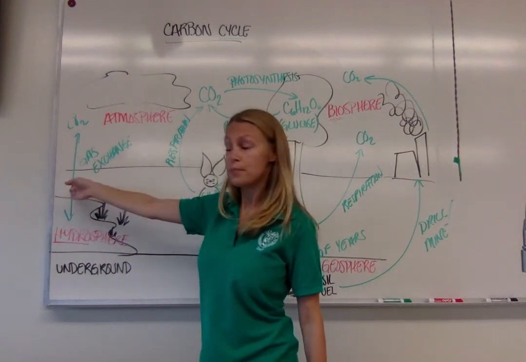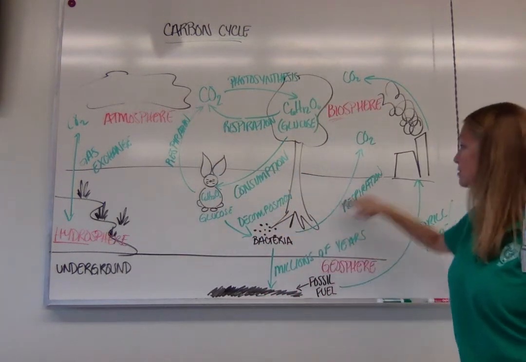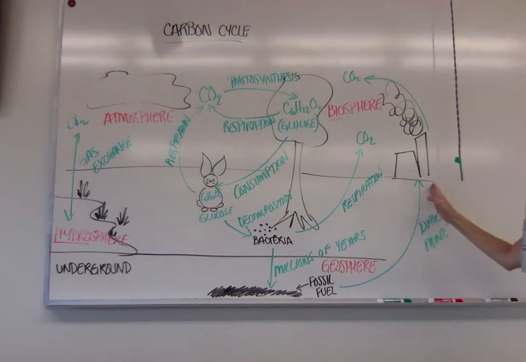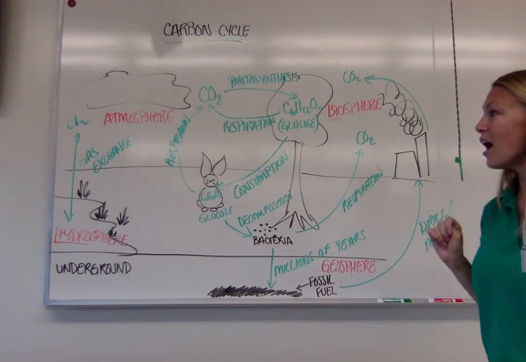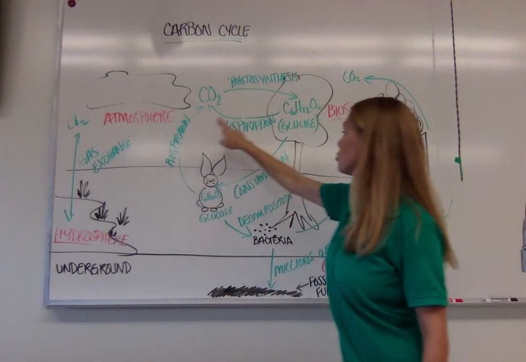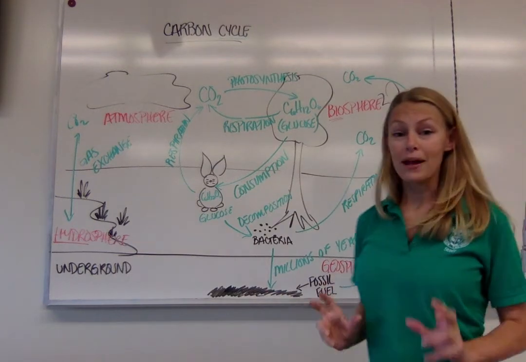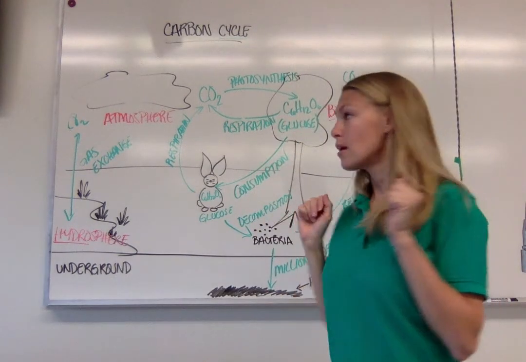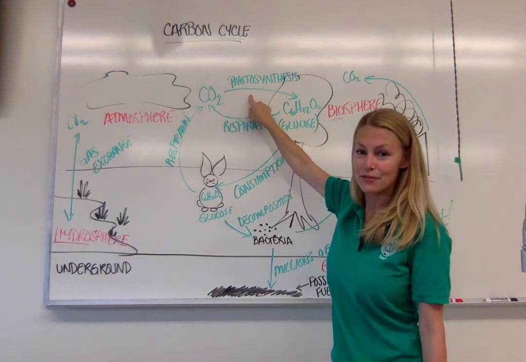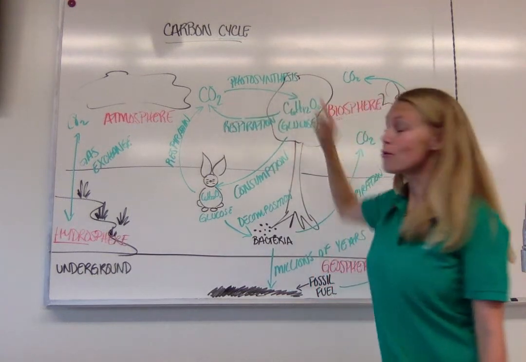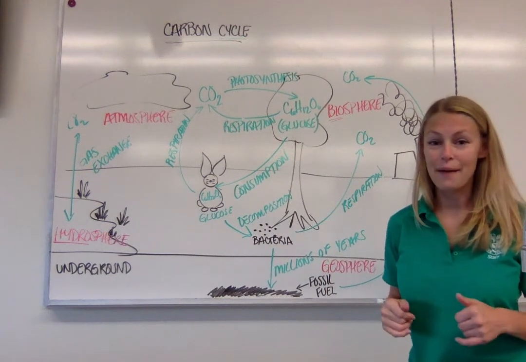It goes in from the water. It goes in from respiration by all living things. And it goes in by human impact. Now, that's kind of odd because I have 1, 2, 3, 4, 5 arrows showing carbon dioxide going into the atmosphere, but I only have one way to take carbon out of the atmosphere. So notice that photosynthesis is the only way for carbon dioxide to come out of the atmosphere.